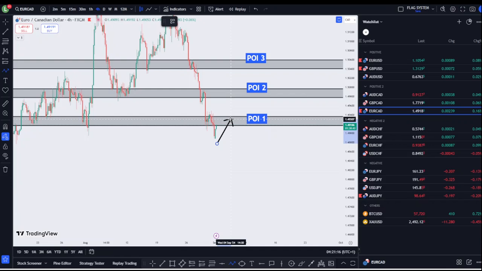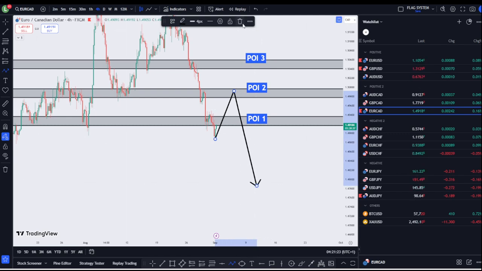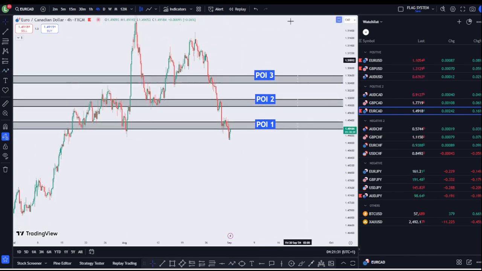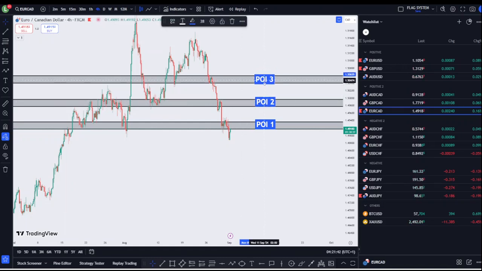Now, these are our three zones where we are expecting the market to sell this week. We want the price to retest this POI 1, then sell down, or price to retest this POI 2 and sell down, or price to also retest POI 3 and sell down. It depends on what the market is doing. There is tendency for price to sell and give us our confirmation at these three zones where we're expecting the market to sell on Euro CAD.